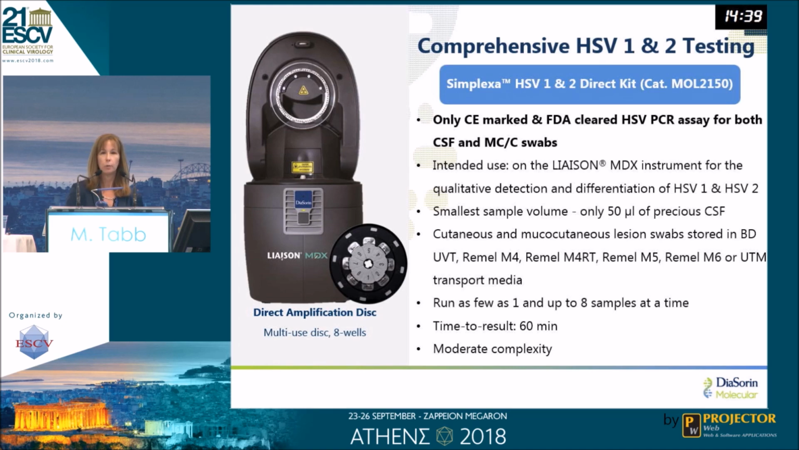And as I mentioned, we have both cutaneous and mucocutaneous swabs, but those can present in a variety of the different common transport media types that may show up in your laboratory. Everything from BD, UVT, through the REML media types and CoPen UTM. Our direct amplification disc allows testing of 1 sample up to 8 samples, and the disc is reusable, and the time to result is about an hour. It's moderate complexity in terms of the US rating scale, but what that means is it's extremely easy to use, and minimally trained users can be trained to use this very simply.